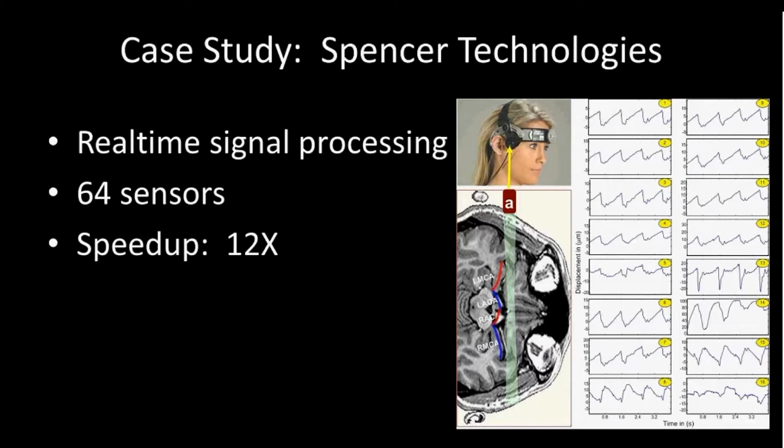Another one from a similar domain is real-time signal processing. Spencer Technologies had these 64 sensors that they would put on your head and do some recordings. In this case, they just had all of these signals in real time, and they needed to process them, and they were able to get 12x performance improvement in this real-time technology. They essentially had a workstation on a moving cart with wheels on it, and that workstation had GPUs in it, and so they were able to get that real-time performance on the sensor and actually deploy it into hospital settings.